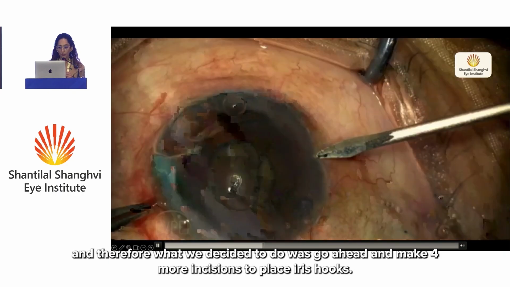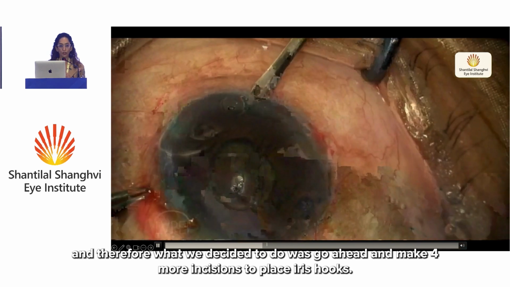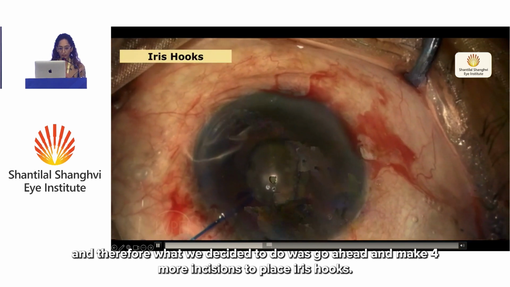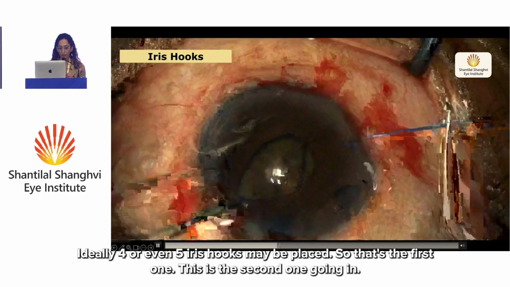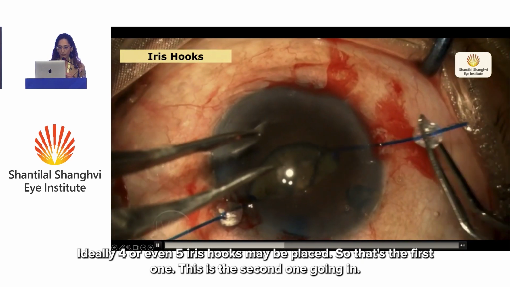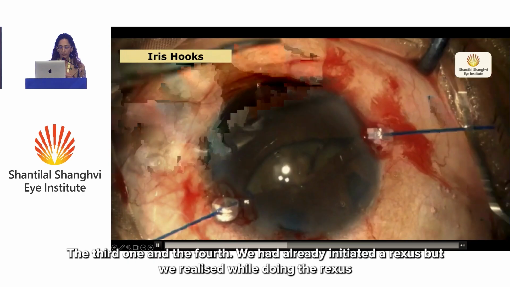and therefore what we decided to do was go ahead and make 4 more incisions to place iris hooks. Ideally 4 or even 5 iris hooks may be placed. So that's the first one. This is the second one going in. The third one and the fourth.